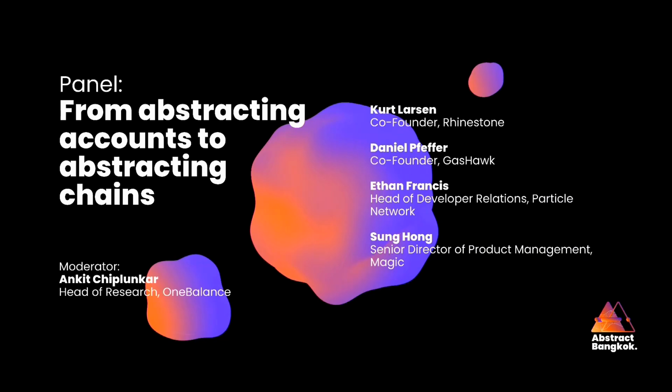Got it. So let's take a step back. The name of the panel is From Abstracting Accounts to Abstracting Chains. We are at the Abstract conference. There's a lot of abstraction over here. But I just want to understand from the panel, how do you define account abstraction? How do you define chain abstraction? Where do the separation of concerns lie? And then how can we think more cleanly about these two things? Maybe Kurt, you can start.